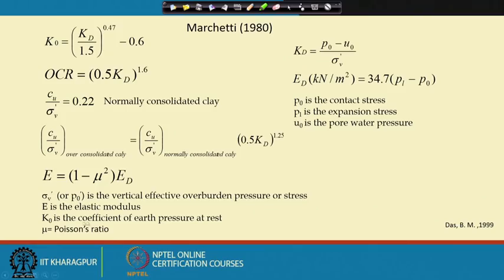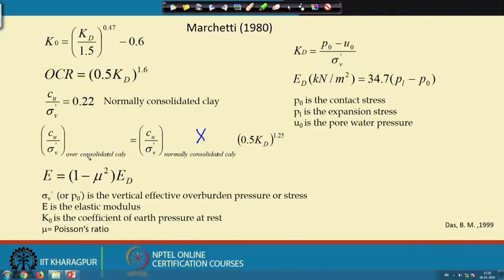So, this coefficient of earth pressure at rest we can determine. Cu is the undrained cohesion, so that also we can determine, and E is the elastic modulus of the soil, and here σv bar is the effective overburden pressure or stress. V means the vertical. So, this expression we can use for the normally consolidated clay, and for the over consolidated clay we can use this correlation. This is for normally consolidated clay, and then this is 0.5 Kd to the power 1.25.